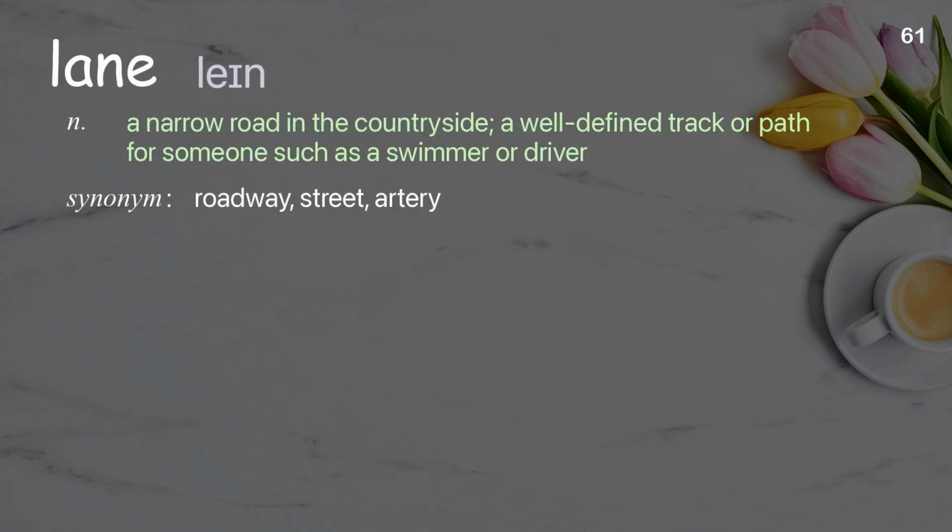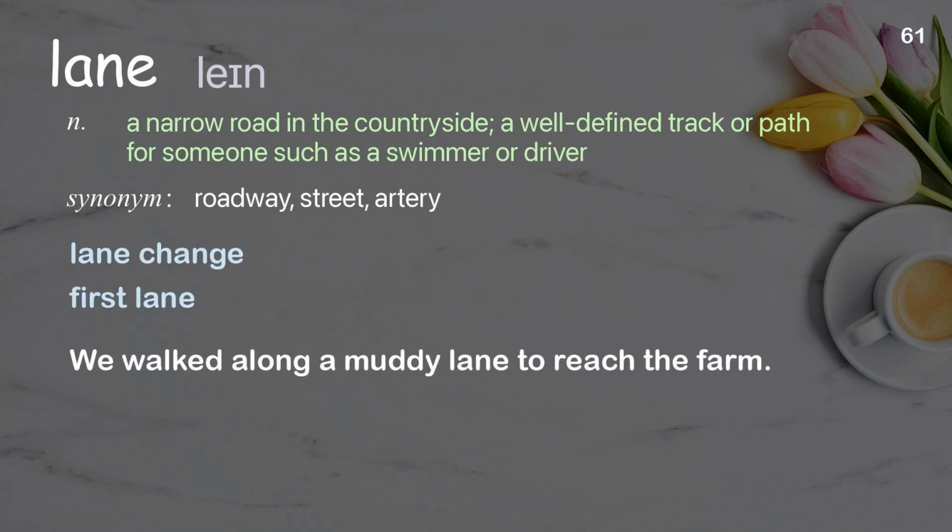Lane. A narrow road in the countryside, a well-defined track or path for someone such as a swimmer or driver. Examples: lane change, first lane. We walked along a muddy lane to reach the farm.